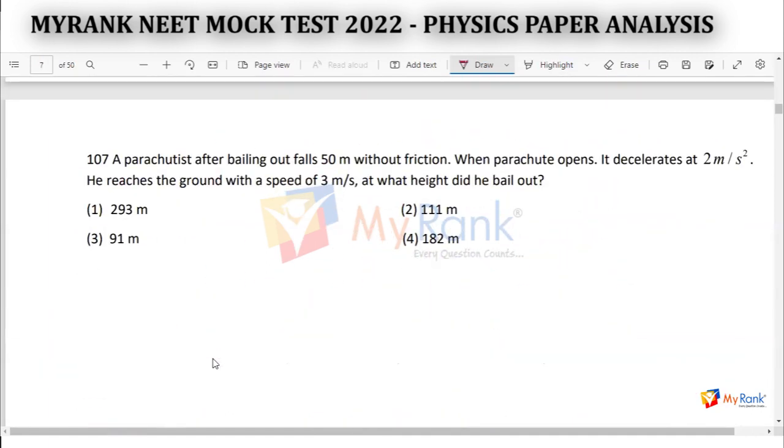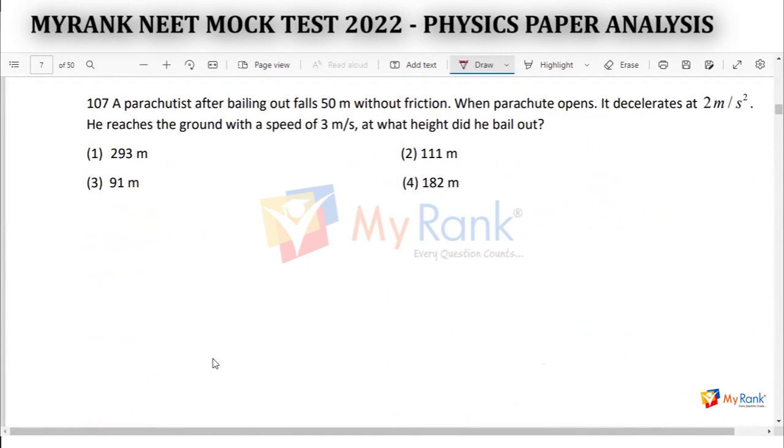And the next. The parachutist, after bailing out, falls 50 meters without friction. When the parachute opens, it decelerates at 2 meters per second square. He reaches the ground with a speed of 3 meters per second. At what height did he bail out? So parachutist is there, students. He is falling from a height of 50 meters without friction initially. So initially, the parachutist falls under gravity.